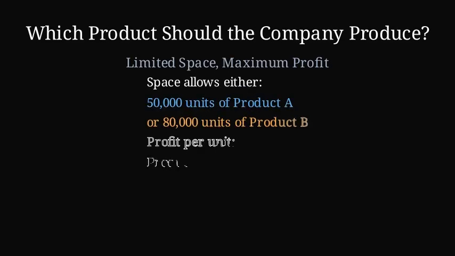Here is the full problem in words. The company can either make 50,000 units of product A or 80,000 units of product B using the same space. The profit per unit is $12 for product A and $8 for product B. We need to decide which product creates more total profit in that same limited space.